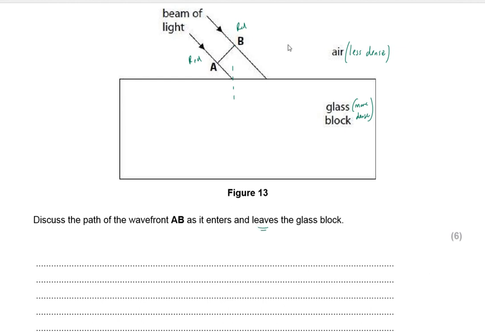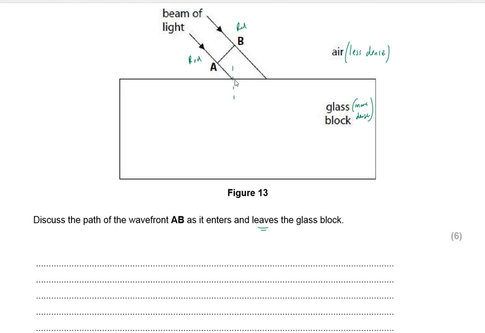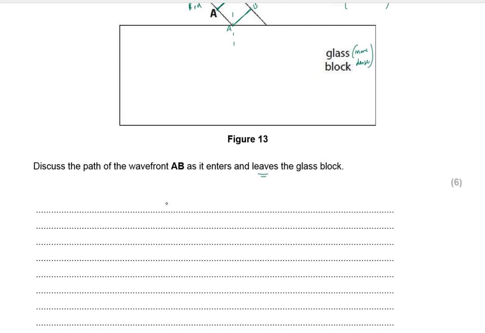For 6 marks, you can't just say, let's take a look. First of all, if this point is A, the other point is B. Which one do you think will enter the block first? Definitely A will enter first and then B in this particular case. When we talk about this, we need to say which one will enter first.